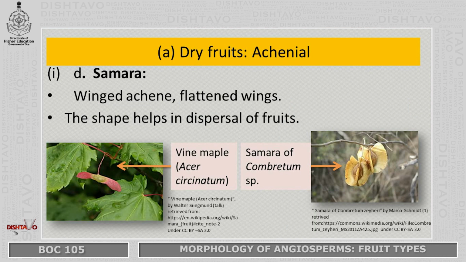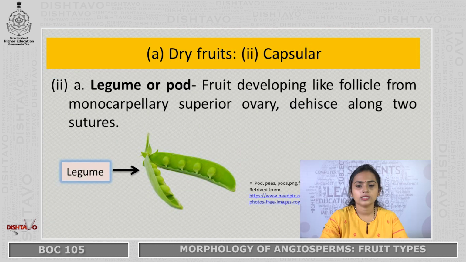The fourth type of fruit is samara. It is a winged achene and the pericarp turns into papery wings. The shape helps in the dispersal of fruits. We have here two examples of samara. First is samara of vine maple and second is samara of Combretum species.